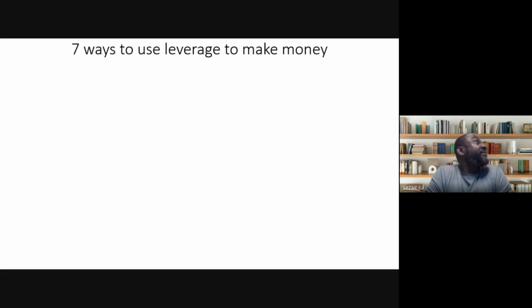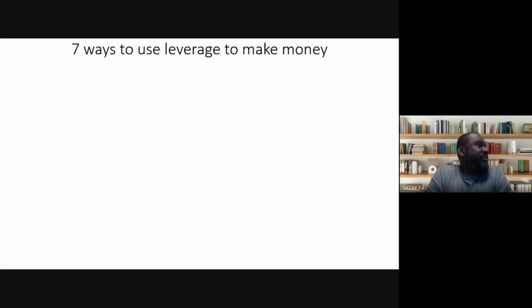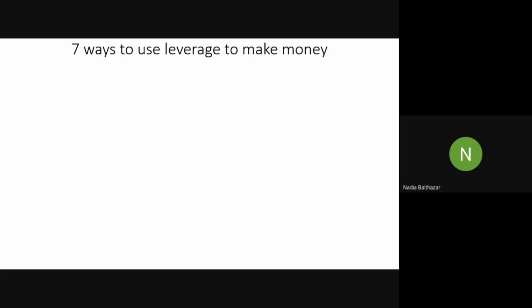3,000, is that right? 100 times 30. Yes, 3,000. I'm bad at math. Thirty times 100, 3,000. You put 3,000.